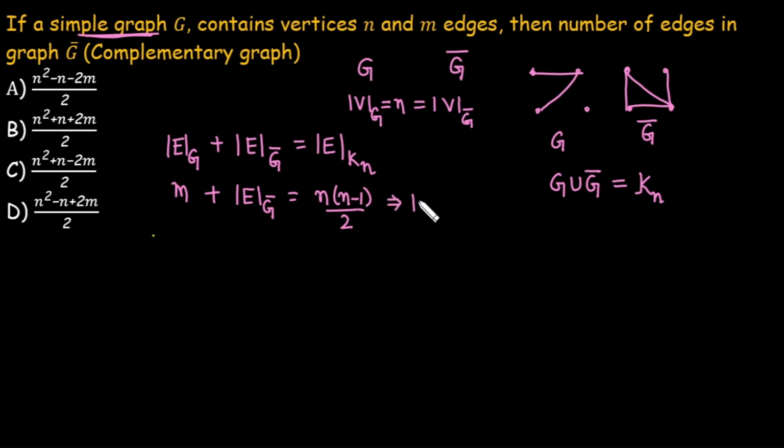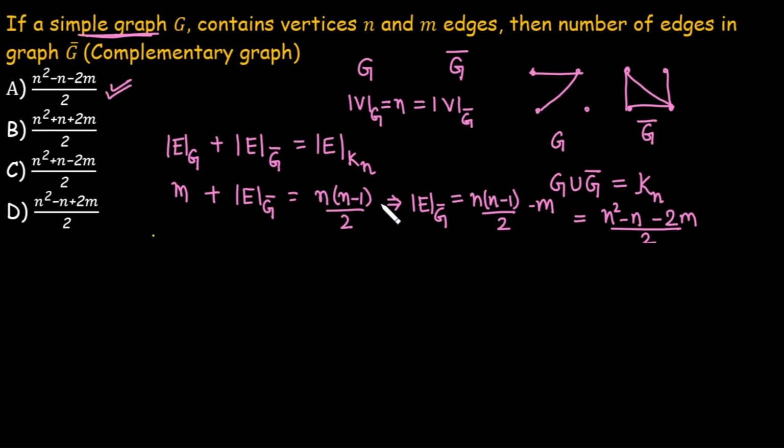Simplify this. The number of edges in the complementary graph is equal to n(n-1)/2 minus m. Further simplifying, this is n squared minus n, and here we can take the LCM, so we get minus 2m, all divided by 2. According to this, option A is correct.